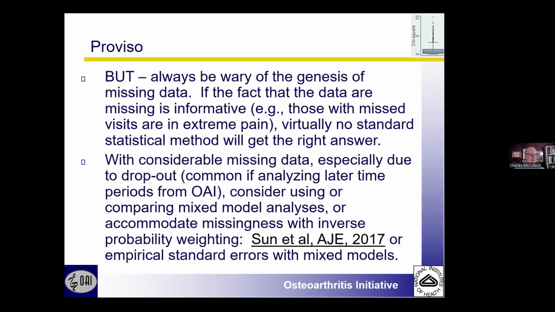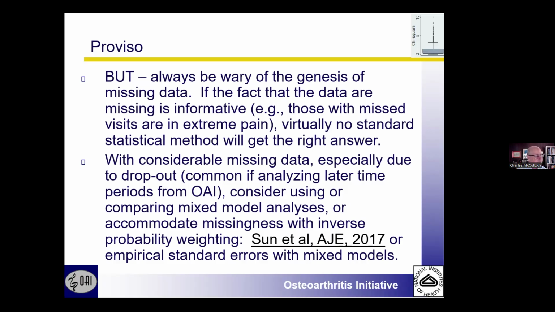With considerable missing data, especially due to dropout, common if you're analyzing later time periods from the Osteoarthritis Initiative, consider using or comparing. GEE might be your first analysis, but compare it to a mixed model analysis because mixed modeling accommodates and is sometimes slightly less biased with informative missing data, or accommodate missing data with something like inverse probability weighting. Here's a reference to that methodology, and or use empirical standard errors with mixed models. So use the mixed models to get your estimates, but then use the data to estimate what the correlation structure might be.